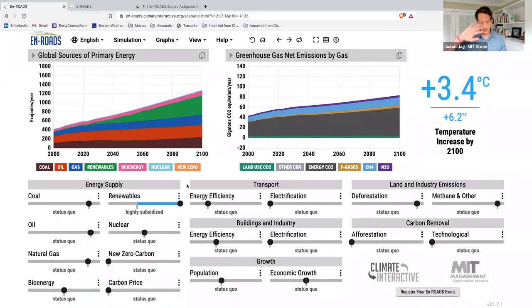Raise your hand just visually. Was that a smaller change than you thought it was going to be? Was it a bigger change than you thought it was going to be? If it was about what you expected, raise your hand. Okay, so pretty good spread across the board there.